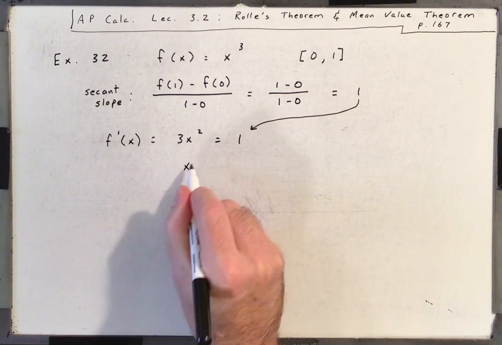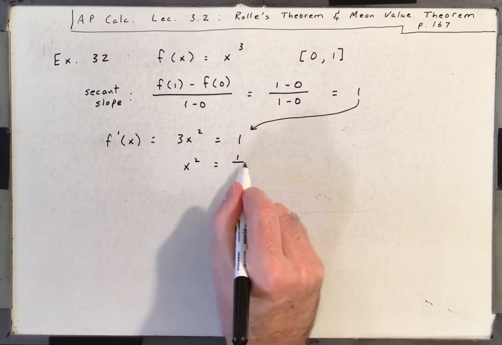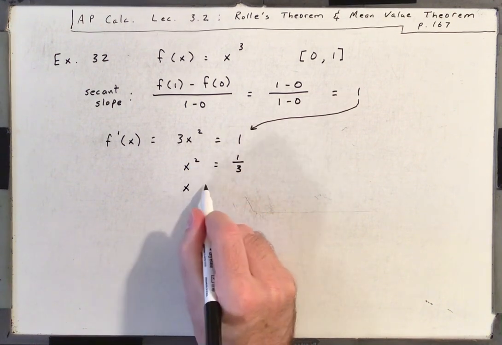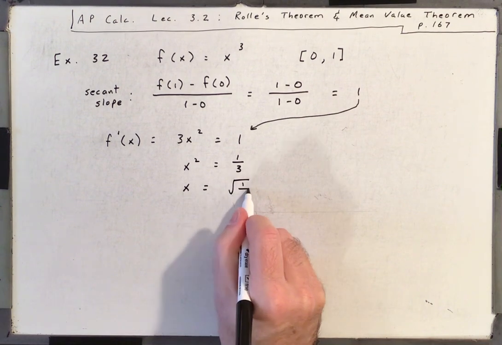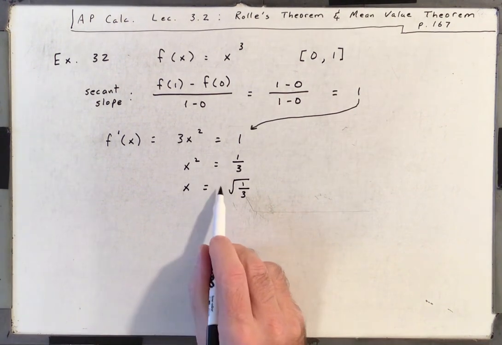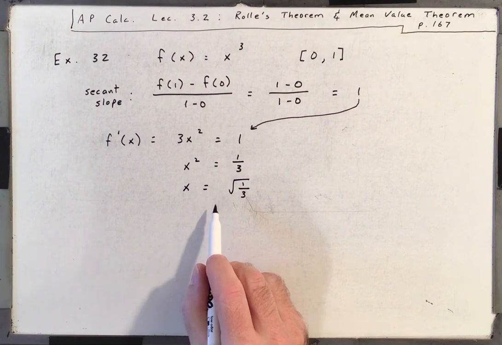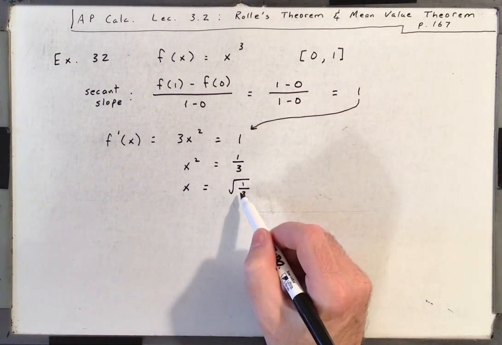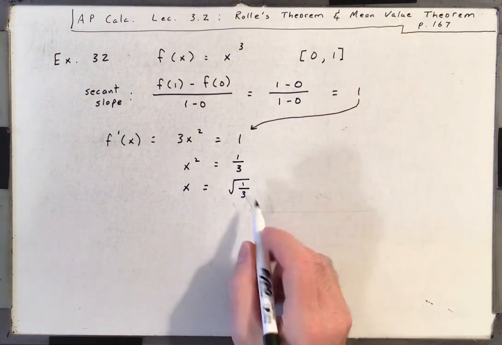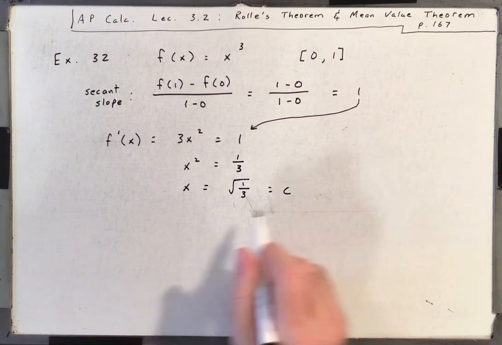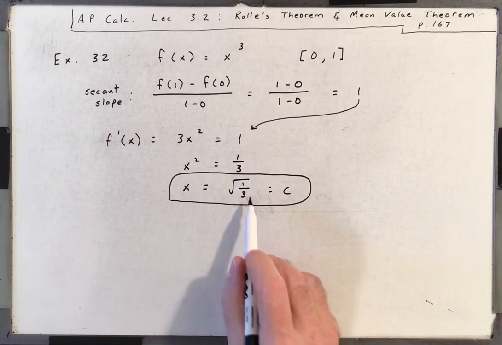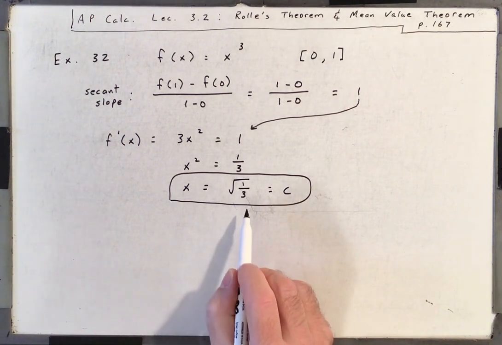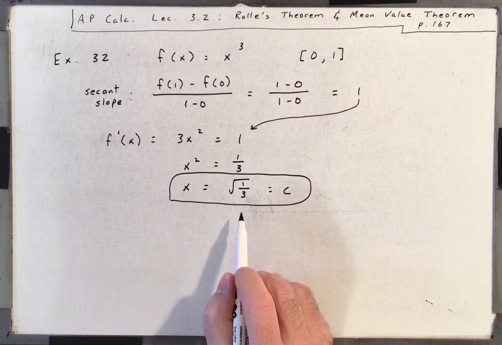So we would have x squared is equal to 1/3. So x is equal to the square root of 1/3. Now it would be plus or minus the square root of 1/3. However, minus the square root of 1/3 falls outside the interval. So this is our point where the slope of the secant line, that's our x value, is equal to the slope of the tangent line.